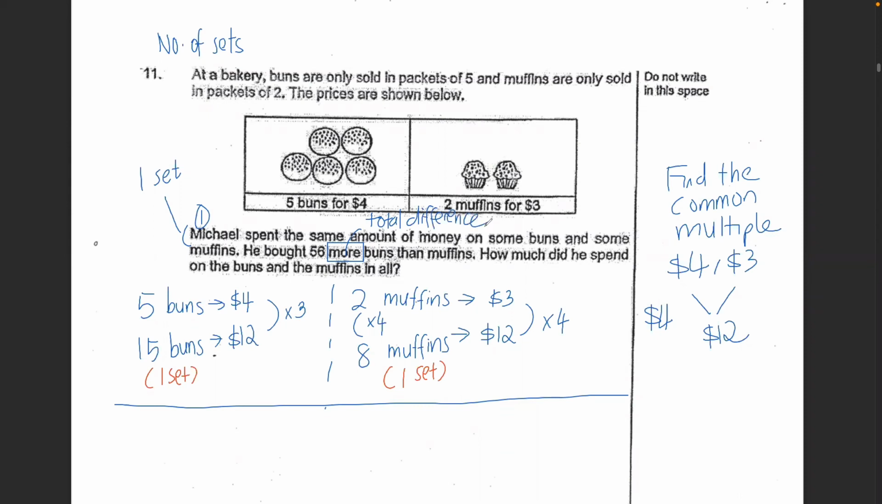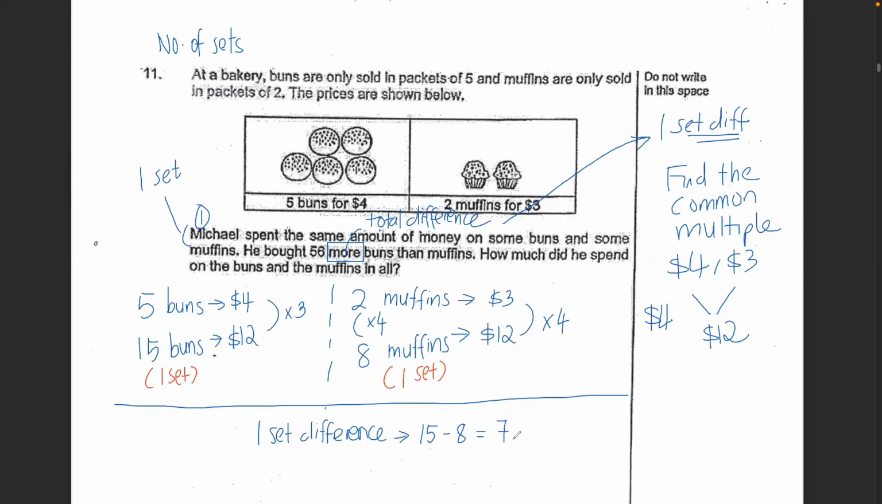The total difference. Okay, so whenever you see total difference, you have to find one set difference. I repeat that again. Whenever you see total difference, you find the difference in one set. What do I mean? Very simple. In one set, we write down one set difference is actually equals to 15 buns minus 8 muffins. So we know that it's 15 minus 8, and then we will get to our answer of 7.